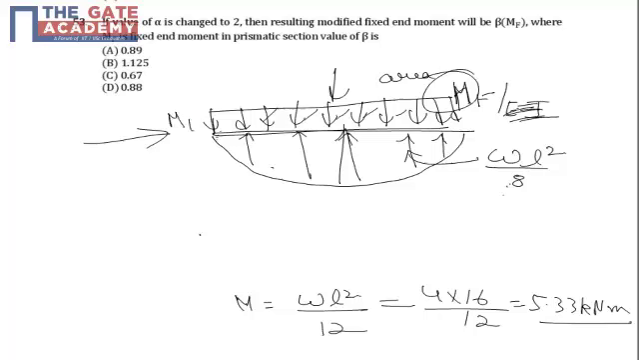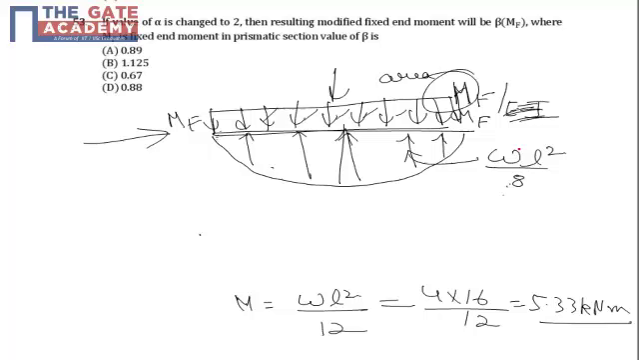Since both ends will have the same value of fixed end moments, it will be rectangular in shape, whereas the bending moment diagram for a uniformly distributed load on a simply supported beam is parabolic in shape. So equating these two, we get the value of moment as WL square by 12, which comes out as 5.33 kilonewton meter.